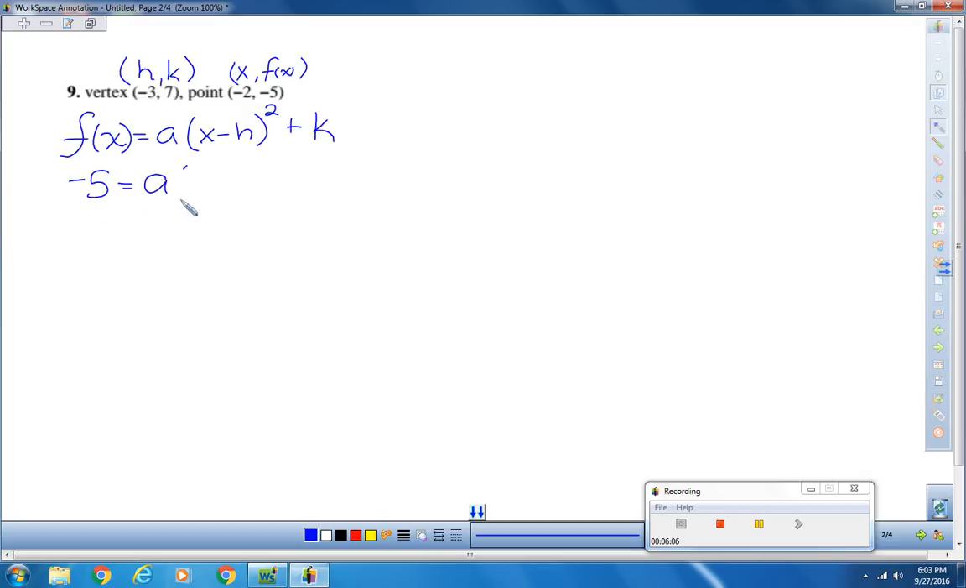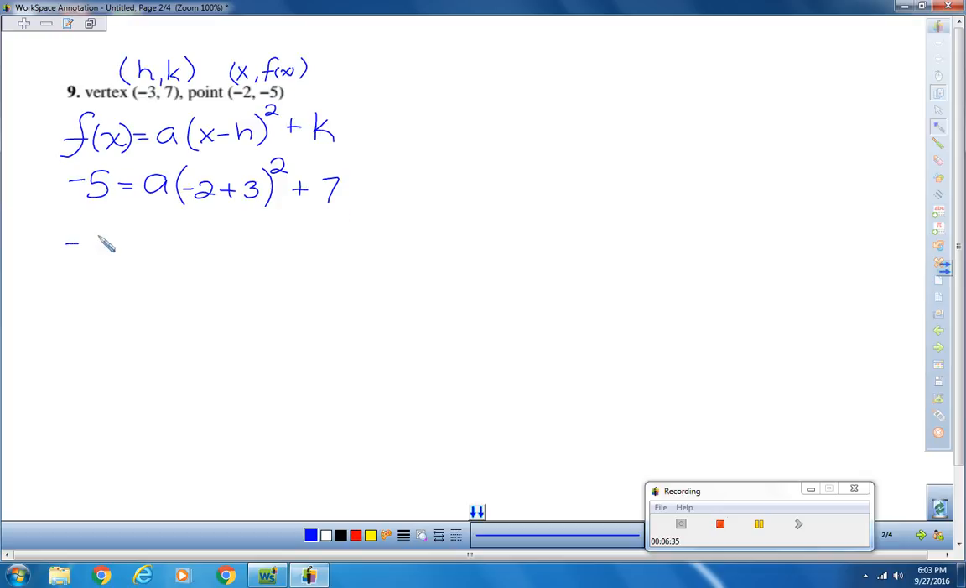That's what I'm looking for. X, I guess I shouldn't say x. I should put in the value. That's negative 2 minus h. Now notice h is a negative 3. Now I can write out minus a negative 3, but I should realize that's plus 3. Okay, I'm going to square that, and then I'm going to add k to the end. So k is 7. I'm going to add 7 to the end.